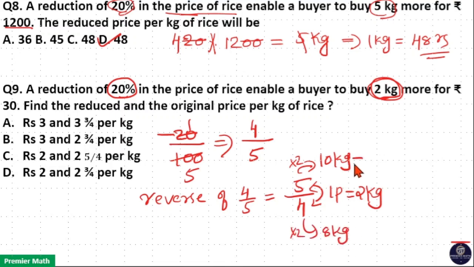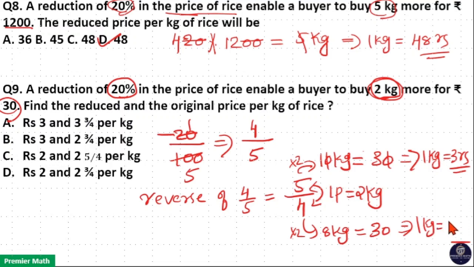Now this 10 kg cost 30 rupees, which means 1 kilogram cost 3 rupees. This is the reduced price. Now this 8 kilogram also cost 30 rupees. This was the original price. Which means 1 kilogram cost 3 3 by 4 rupees. So option A is your answer. So you can do either way.